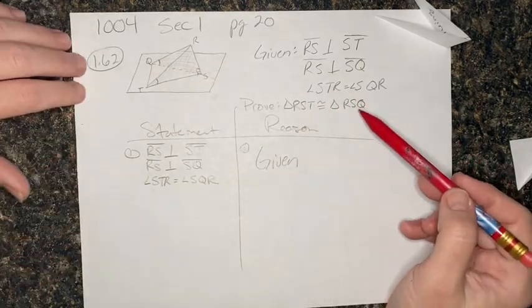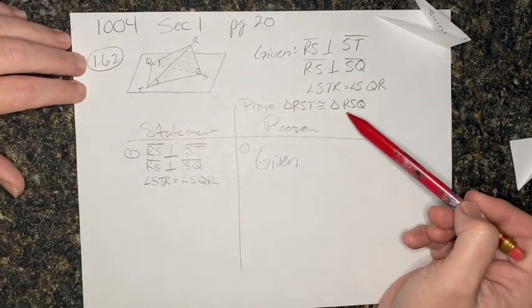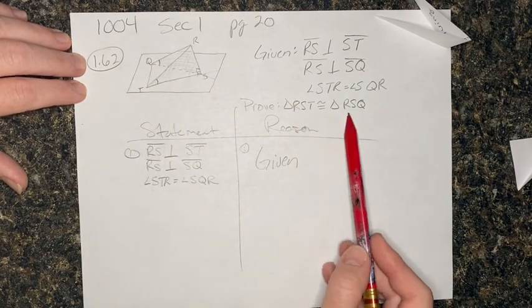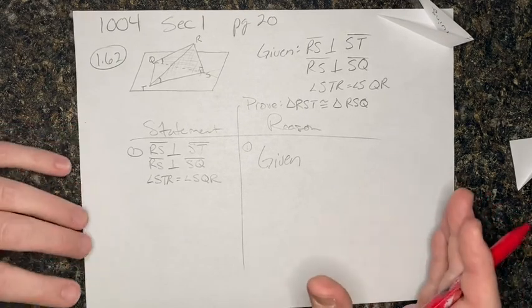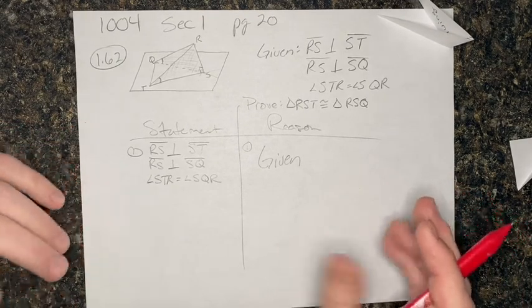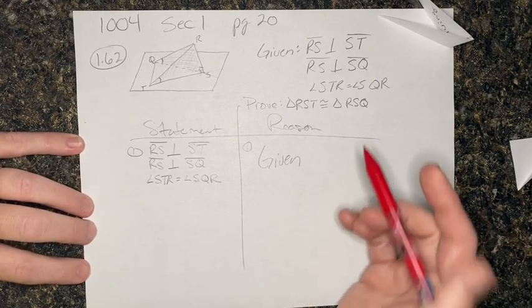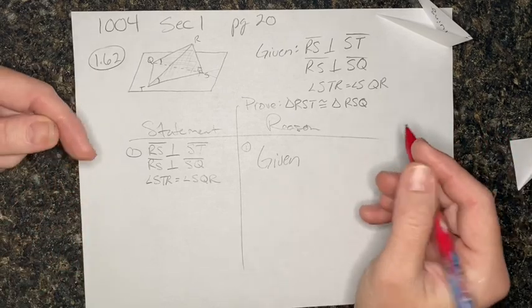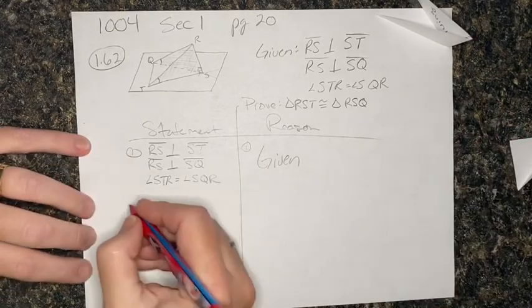Now, we want to prove that triangle RST is congruent to triangle RSQ. What do they have in common? Right, this R and S. We've got to keep that in mind. That's our game right there, okay? First thing we need to do is show what? Well, we've got perpendicular lines. What does that tell us? If we have perpendicular lines, we have what kind of triangles? We have right triangles, okay?